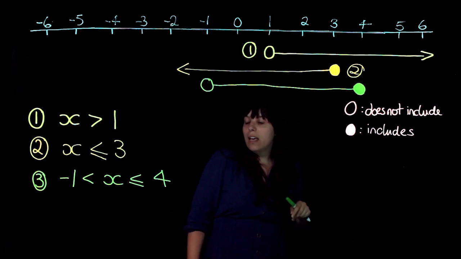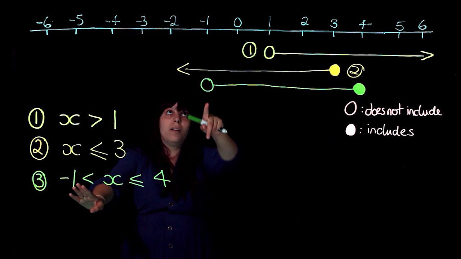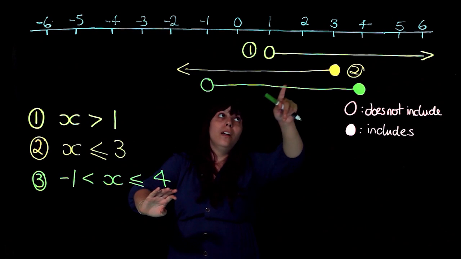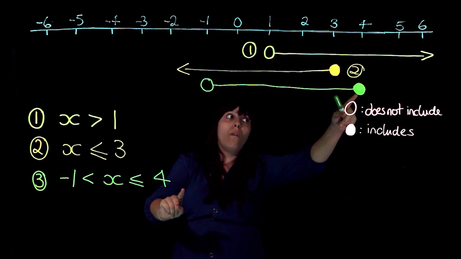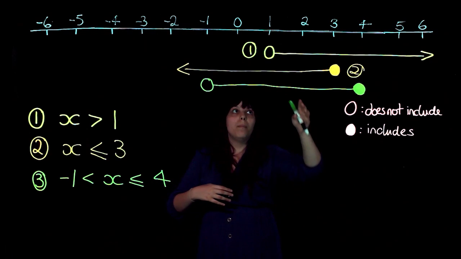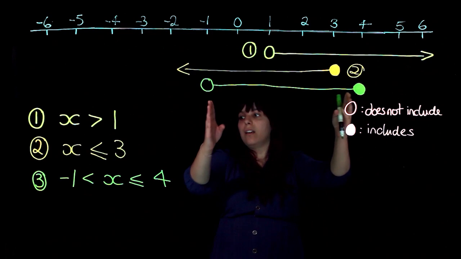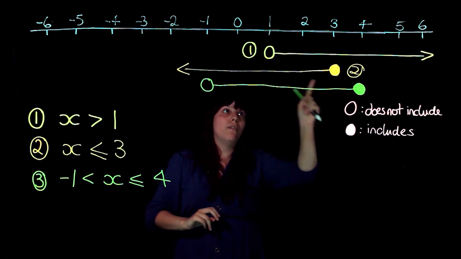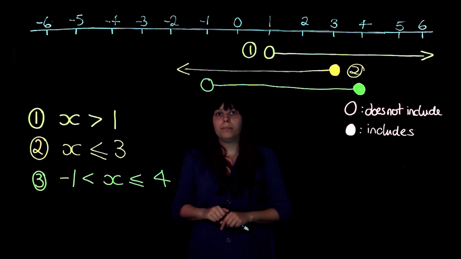So that means that x can't be -1, but it can be 0, 1, 2, 3, or 4, or anything in between if we're not looking for a whole integer. But that means the same as that x is between -1 and 4 and can include 4.